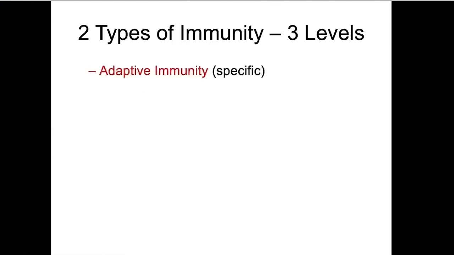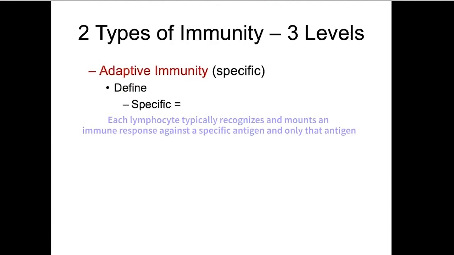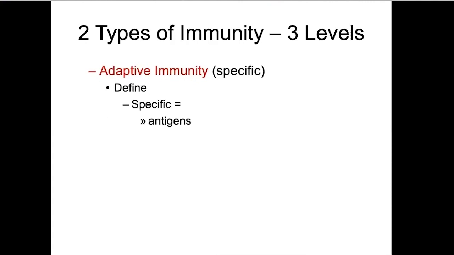The second type of immunity is called adaptive immunity. This is a specific immune response. Let's define this. The term specific means that the immune cells that participate in adaptive immunity recognize and attack only one specific type of antigen. I've used this term before. An antigen is usually a glycoprotein located on the cell membrane. This glycoprotein consists of a protein with a carbohydrate attached to it.